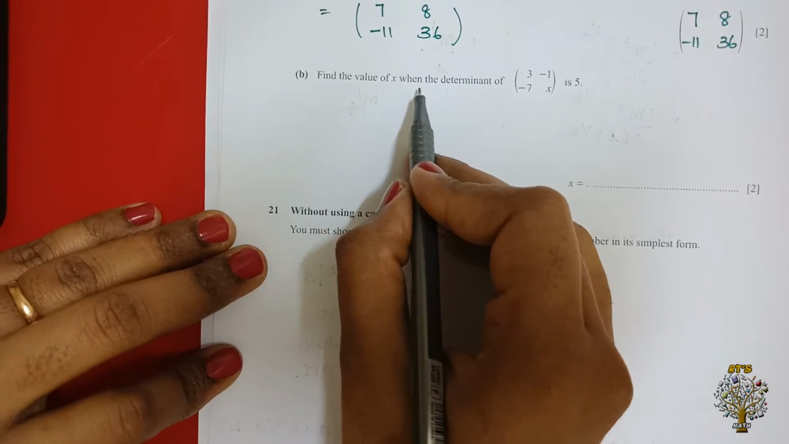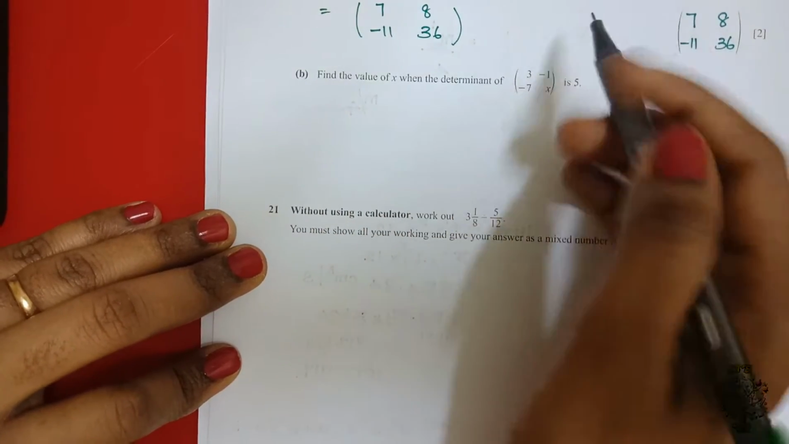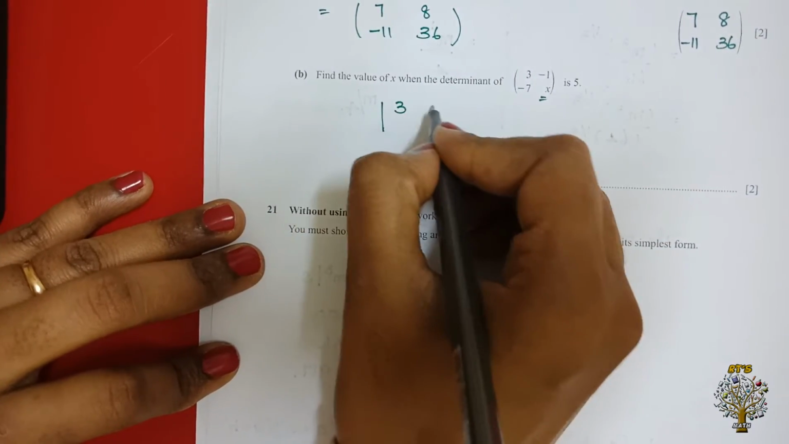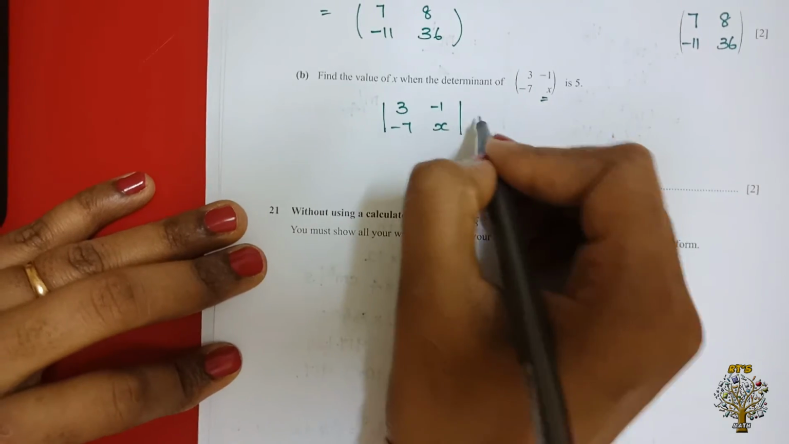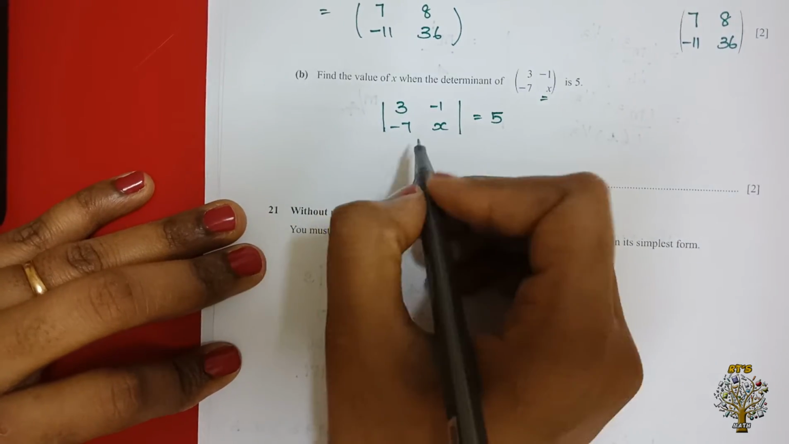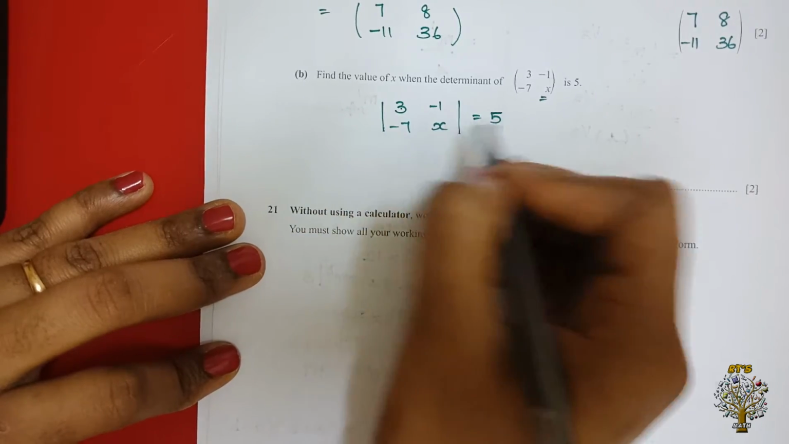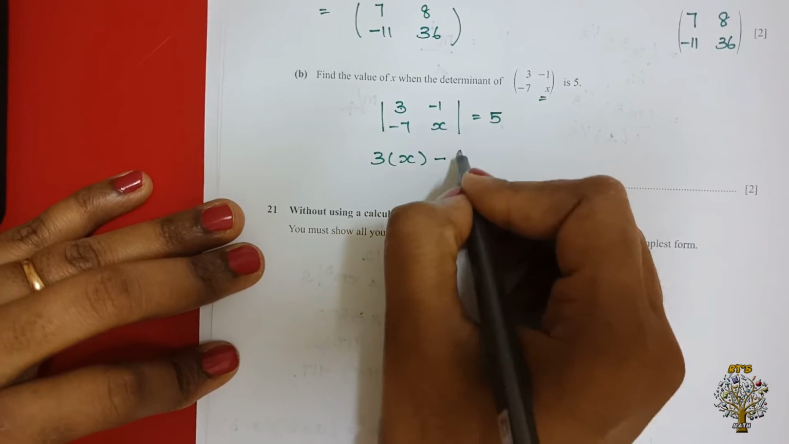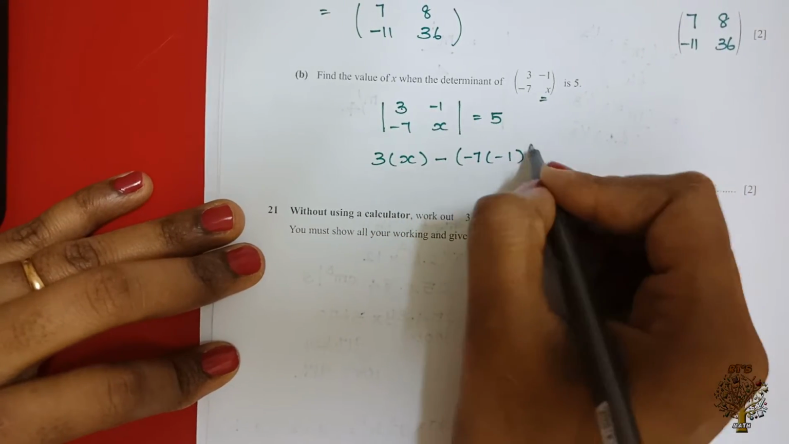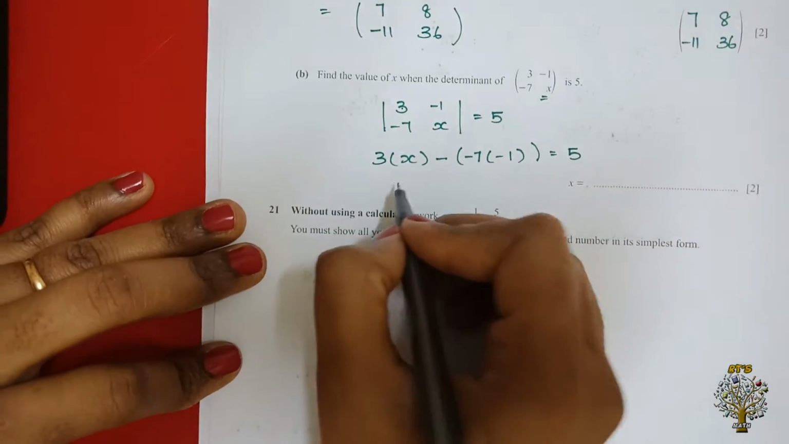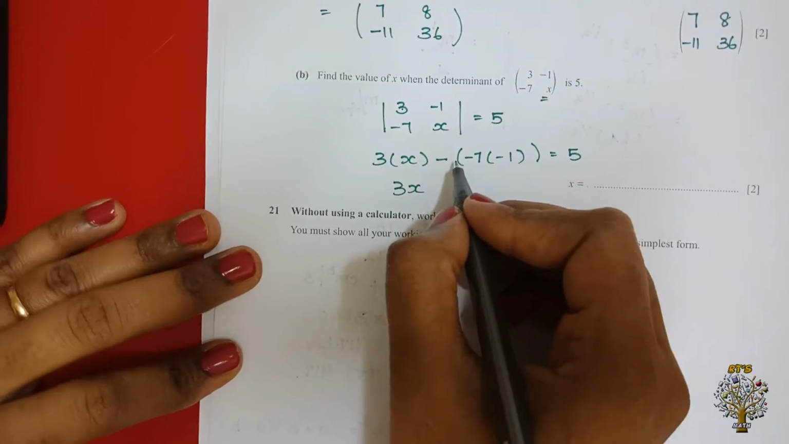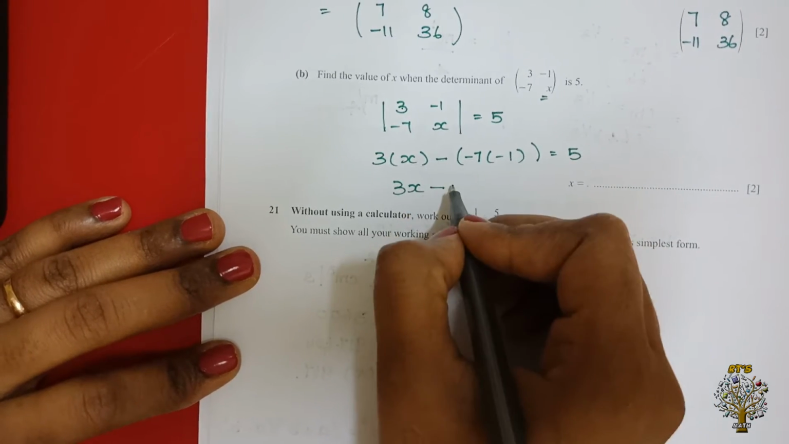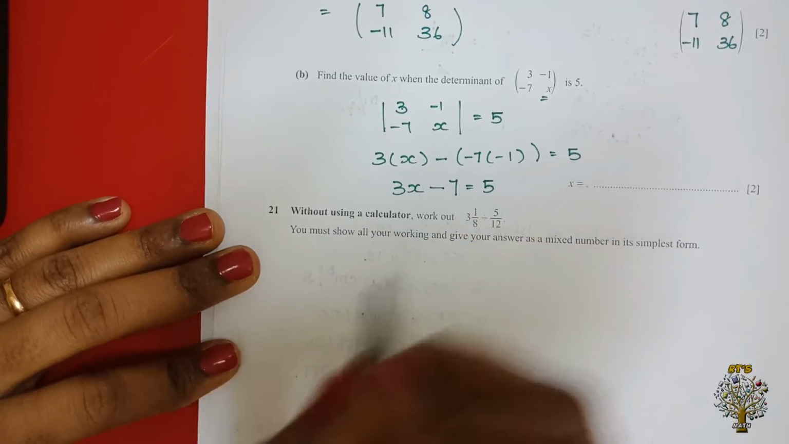Find the value of x when the determinant of the matrix is 5. First, write the matrix in determinant format, which is equal to 5. You know how to expand the determinant: the leading diagonal's product minus the product of the other two terms. So 3 multiplied with x minus negative 7 multiplied with negative 1 is equal to 5. 3x, and negative 7 multiplied with negative 1 is positive 7. Outside you have the negative symbol. Make sure that you know this.